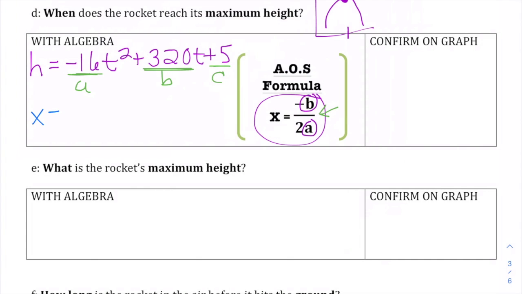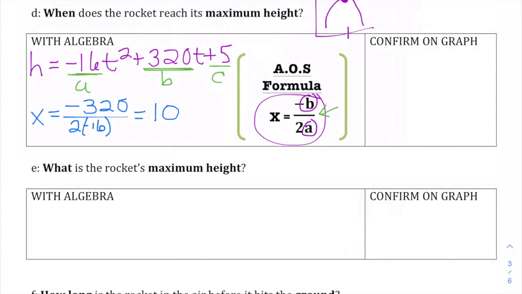So I'm going to write x equals, instead of negative b, it's negative 320. And then I have a 2. I'm going to put parentheses so that I multiply 2 times a. And instead of a, I'm putting negative 16. Again, I'm going to plug this into Google as a scientific calculator and see what I get. So this comes out to 10.